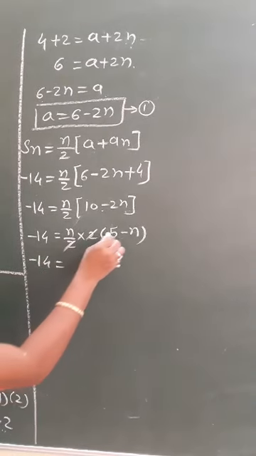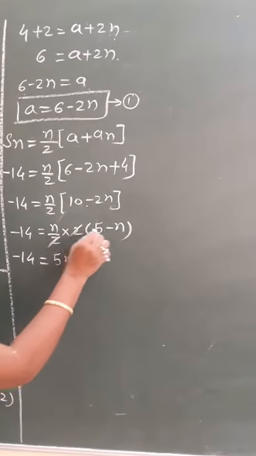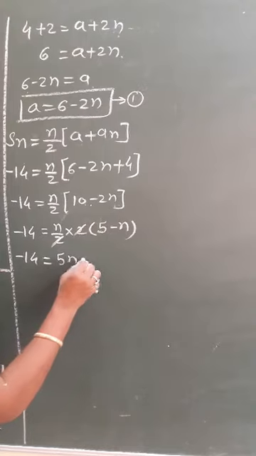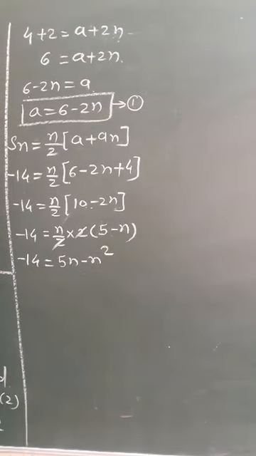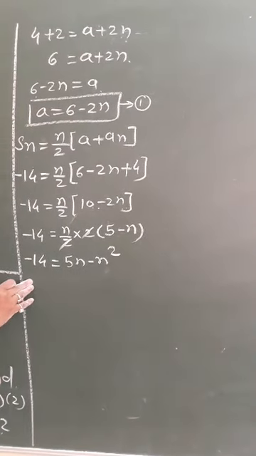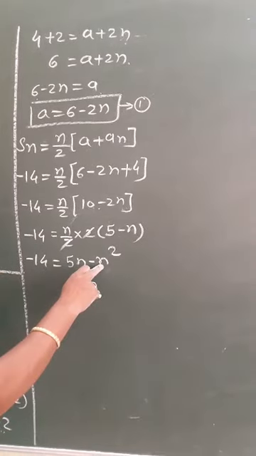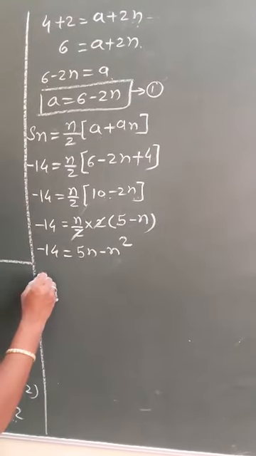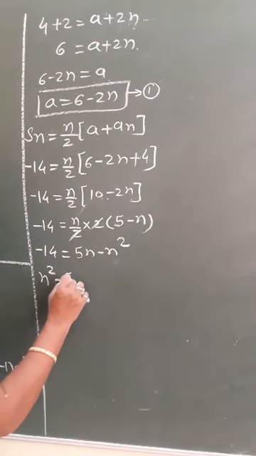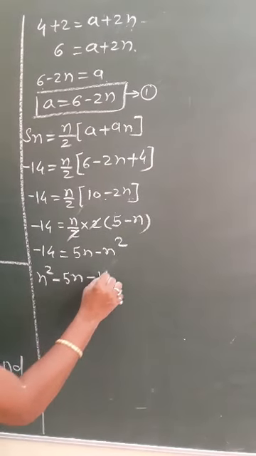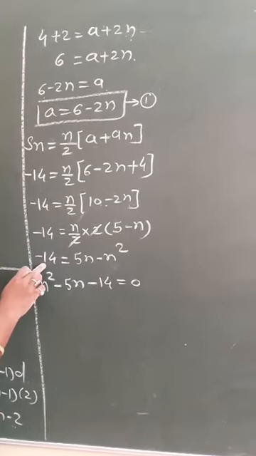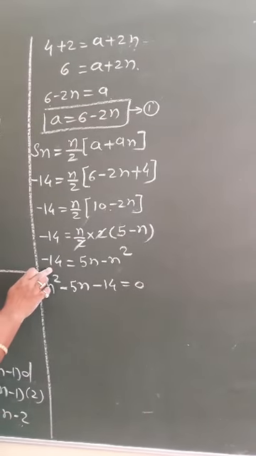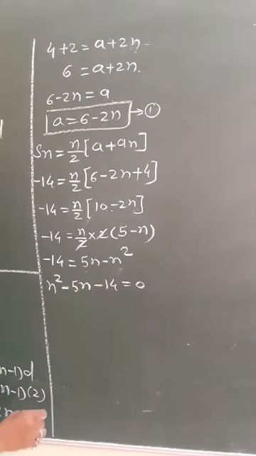Minus 14 is equal to 5n, multiply this bracket by n: 5n minus n square. Now all these terms we will shift to the left hand side. Why? Because we want the sign of n square to always be positive. So n square minus 5n minus 14 we will keep as it is on the left hand side. That's why we are not going to change their sign. Only we will change their sign.